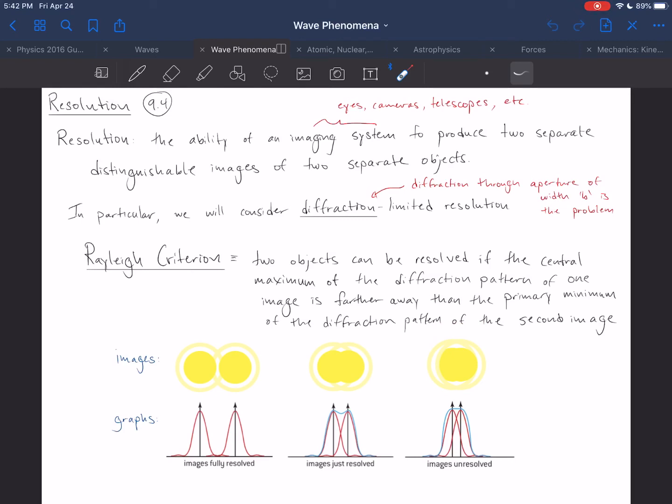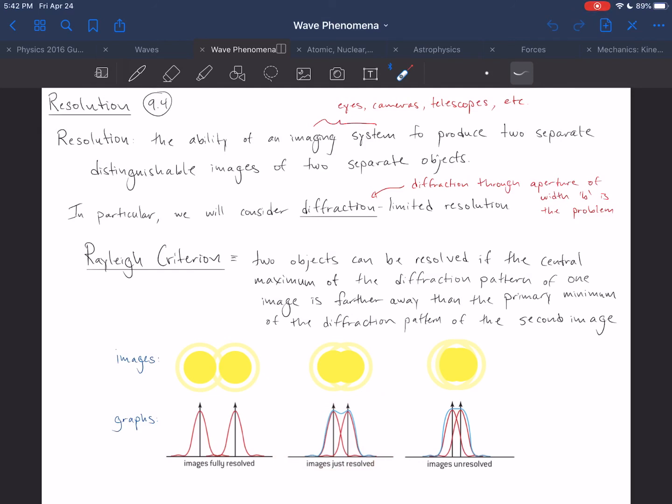And the point where they cross over, so the Rayleigh criterion refers to the point where you can just barely tell that they're different, is shown right here. That's known as just resolved. And it happens, as we said, when the central maximum, in this case of the right image, is directly over the primary minimum of the left image. So this is the very closest they could be where you could still resolve the two images separately.